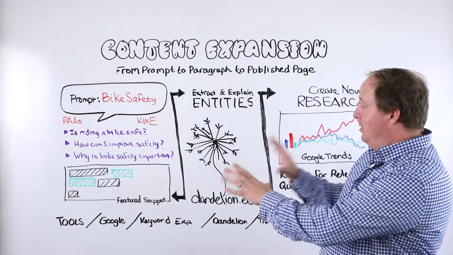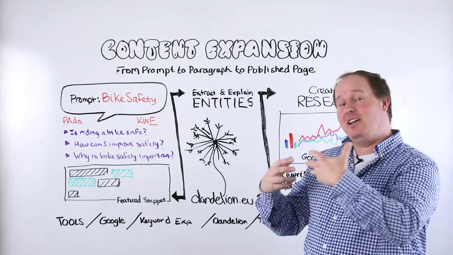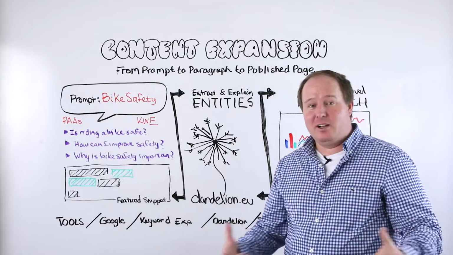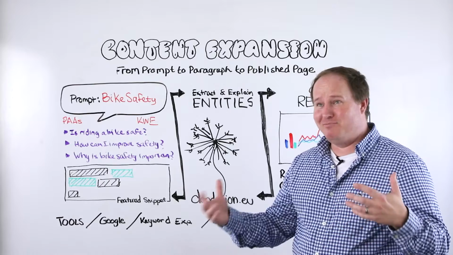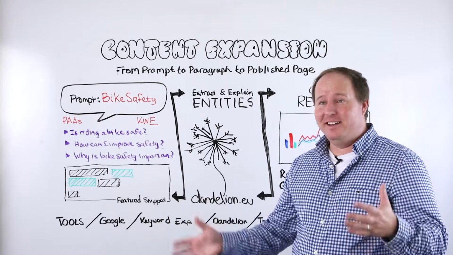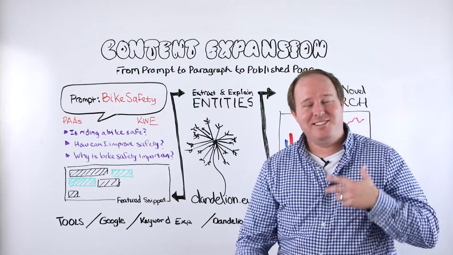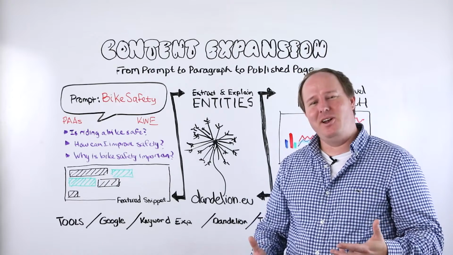But with the prompt bike safety, we now have to come up with what are we going to talk about with regard to bike safety. I mean, we pretty much know off the top of our heads there's like helmets matter and signaling and things of that sort. But what are people actually asking? What's the information they want to know?